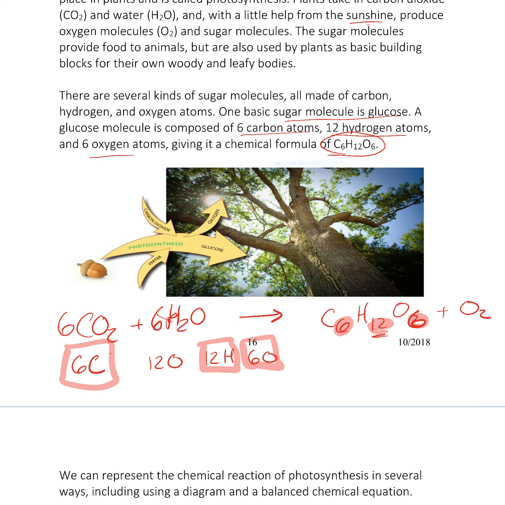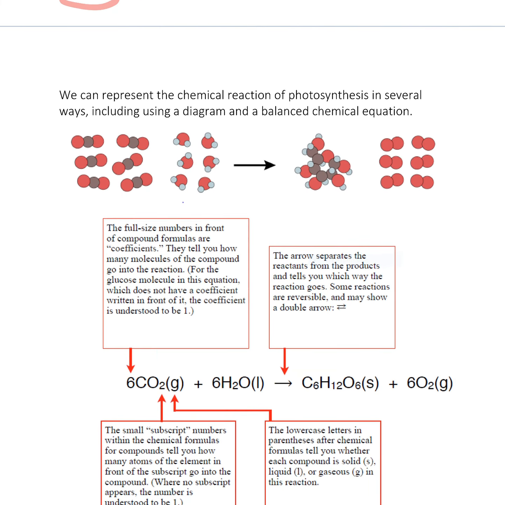But what do we do with these 12 oxygens over here? Well, we notice that the other product of this chemical reaction is oxygen. So 12 oxygens on the left, we could make 12 oxygens on the right by saying that there was 6 of these O2s. So that's called chemical balancing, and it's something that I want you to be able to do by the end of this unit, even by the end of this lesson.